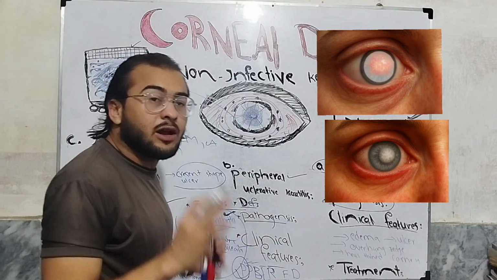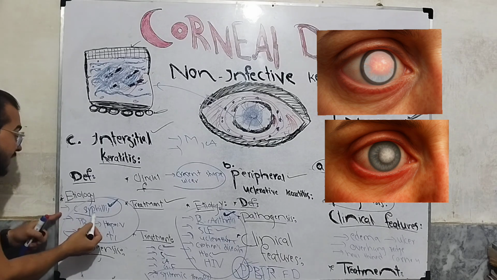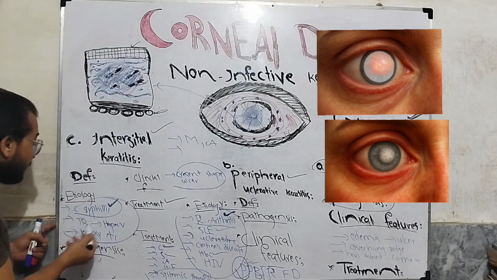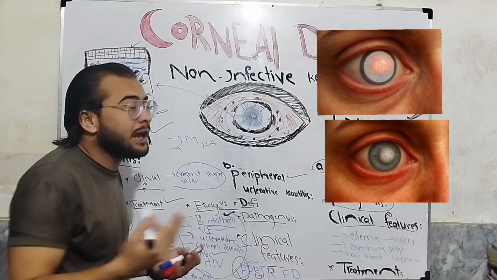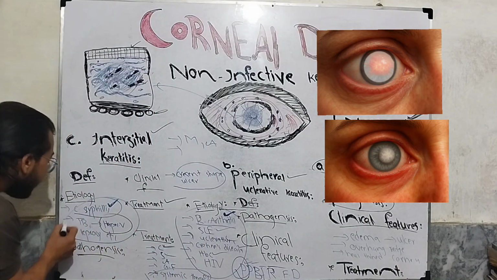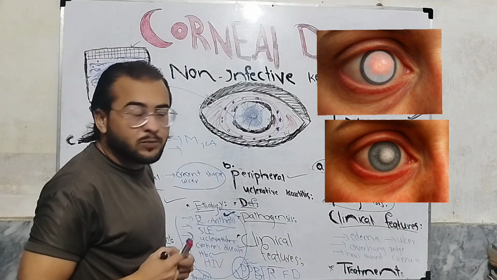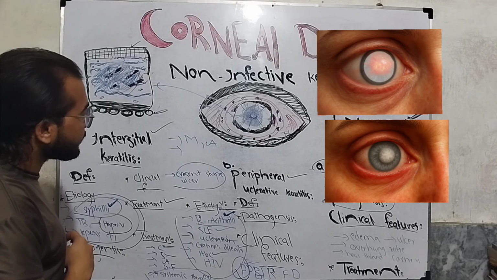So how can we treat the condition? The treatment options depend on the underlying condition. If there is syphilis, then we will give antibiotics such as penicillin. If this is due to the herpes virus, we will give antivirals. So treating the underlying condition will also treat interstitial keratitis. So the treatment options are simple.